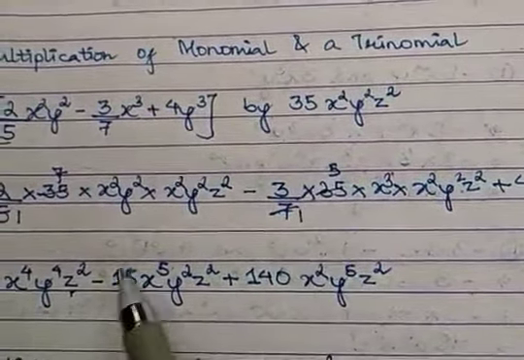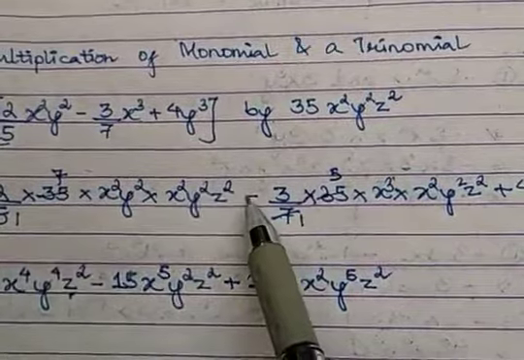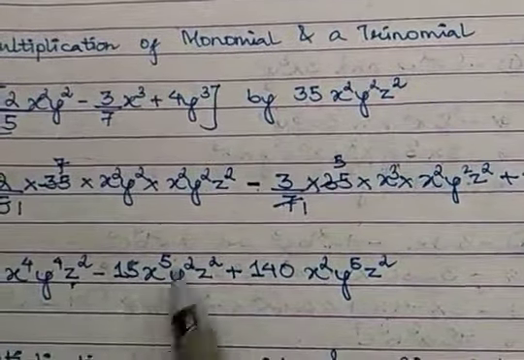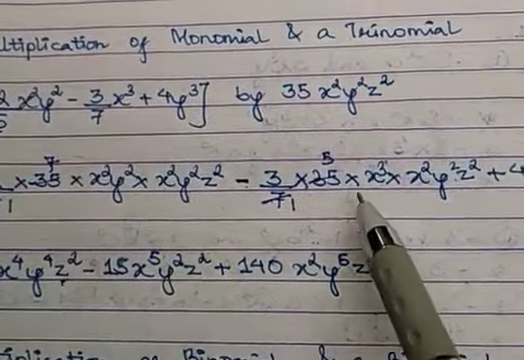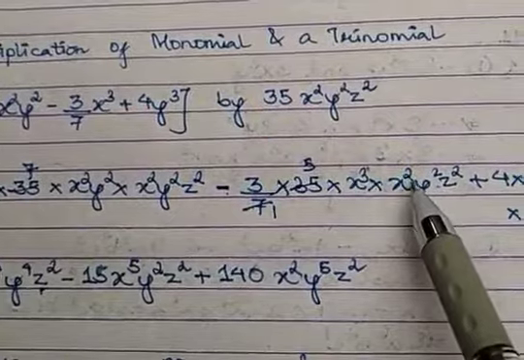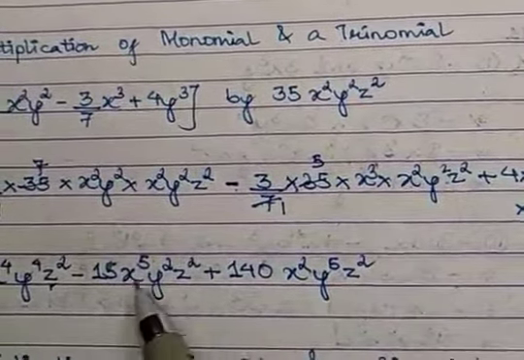So that is why 15 came here. Minus into plus, it was minus. Since we need to multiply with the negative terms, negative into positive is negative. So negative 15 x to the power 5. How come x to the power 5? We have x to the power 3 out here into x square, so the powers will be added, x to the power 5.